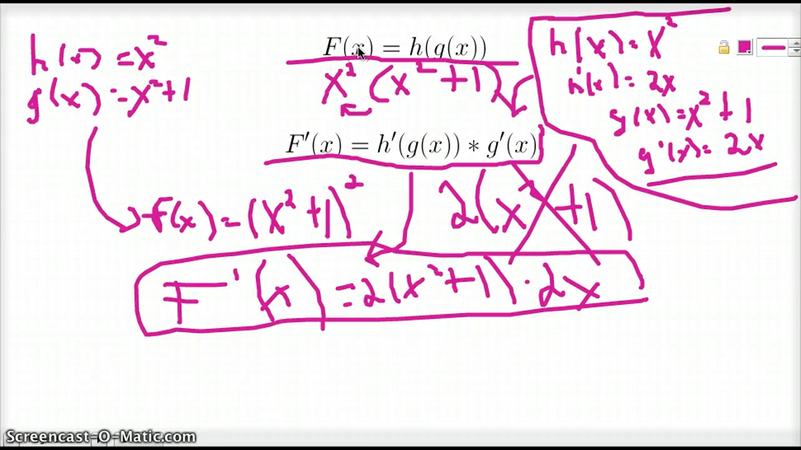Alright, so let's just recap a bit of what we did. We took a function that we could break up into an inner and outer function, and we found what the outer function was, and we labeled that as a function of h of x, and we found what the inner function was, and we labeled that as a function of g of x. We then used the chain rule formula and took the derivative of both h of x and g of x, and found what h prime of g of x times g prime of x was, and that was the derivative of our original function.